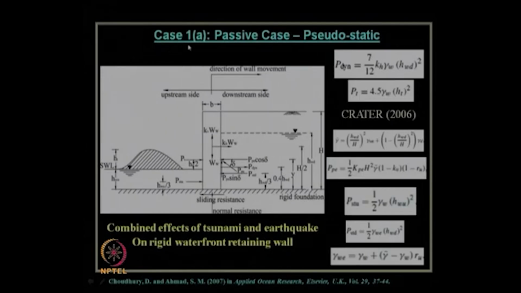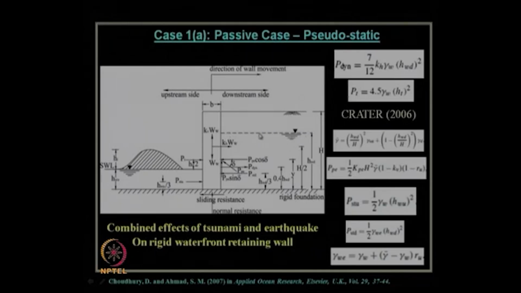First, let us consider the passive state, that is when the tsunami wave is hitting or attacking the wall, considering the pseudostatic method of analysis. This is the typical line diagram you can see to consider the combined effect of earthquake and tsunami on this rigid waterfront retaining wall. This is the downstream side we have named here, that is the shore side where soil is there, this is the ground level, and let us take this as the water table level.